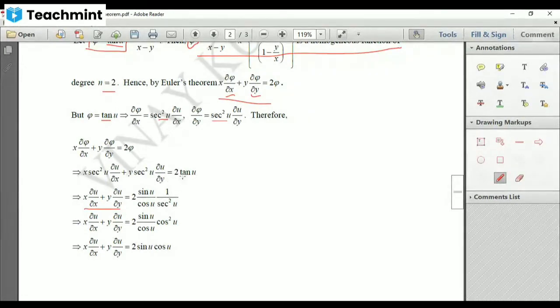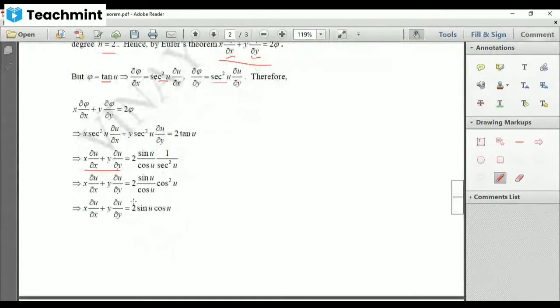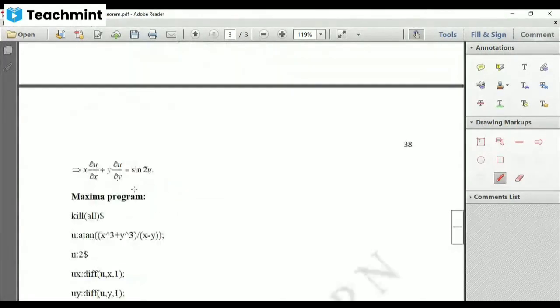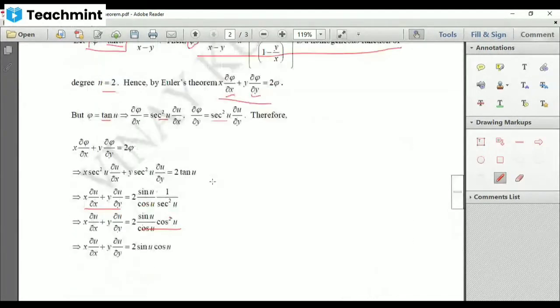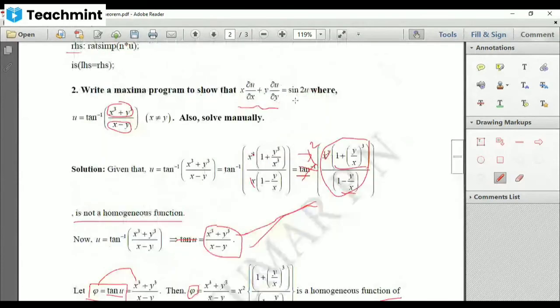And we can write tan u as sin u by cos u. Now, we know that 1 by secant square is cos square u. So one cos u gets cancelled, so remaining is 2 sin u into cos u. And 2 sin u into cos u is what? Sin 2u. So we got x into dou u by dou x plus y into dou u by dou y is equal to sin 2u, which is the required answer. Okay.